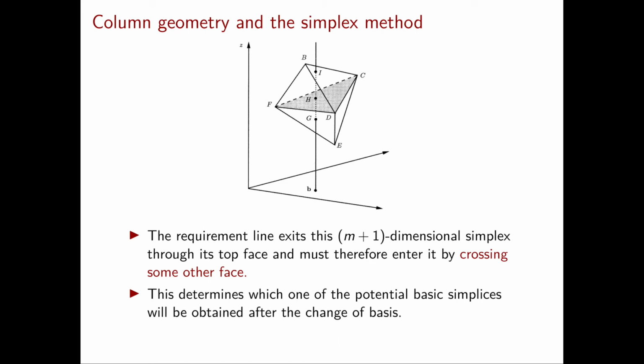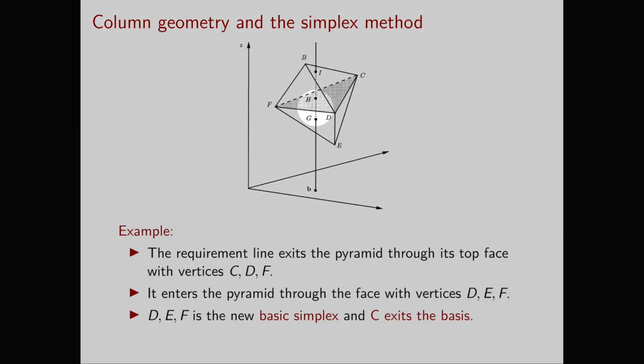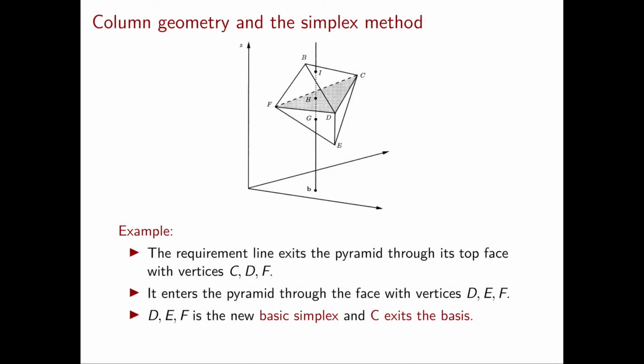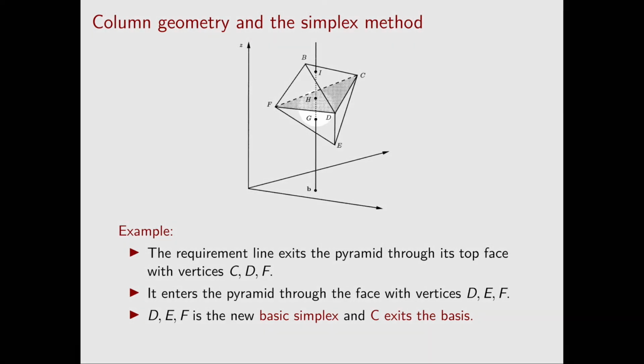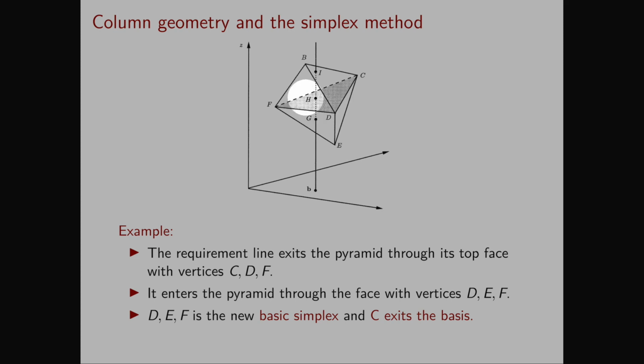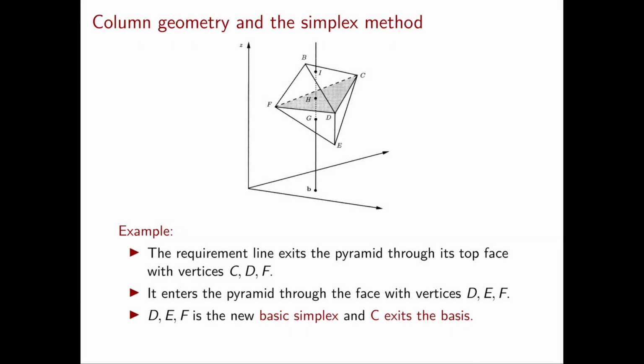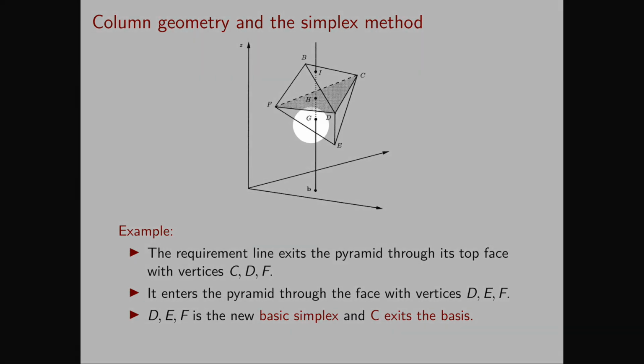So we should choose the exiting variable in order to obtain exactly that m-dimensional simplex. Let's again look closely at our example. Our requirement line exits our pyramid through our top face with vertices C, D, F, and it enters the pyramid through the face with vertices D, E, F. So DEF is the new basic simplex, and so C should exit the basis.